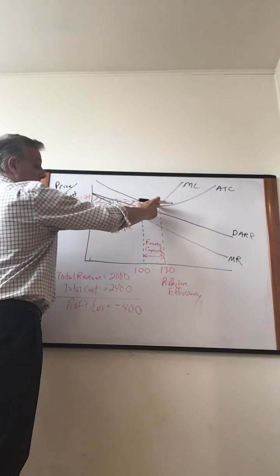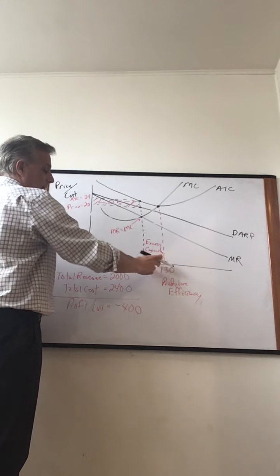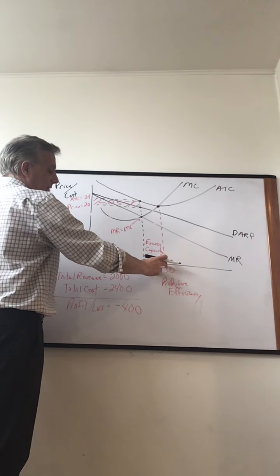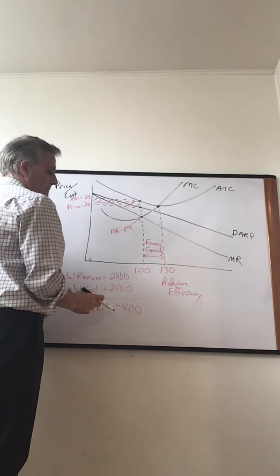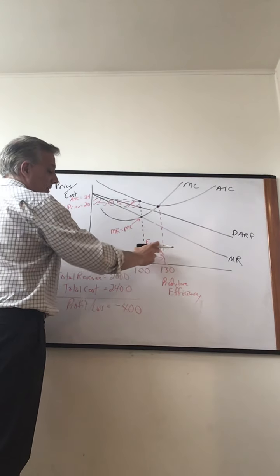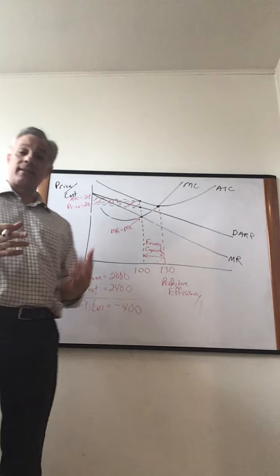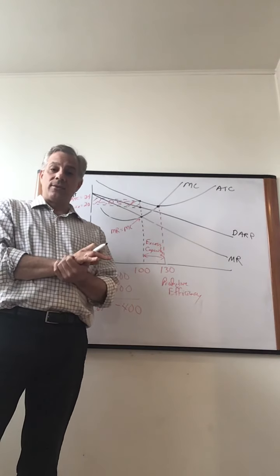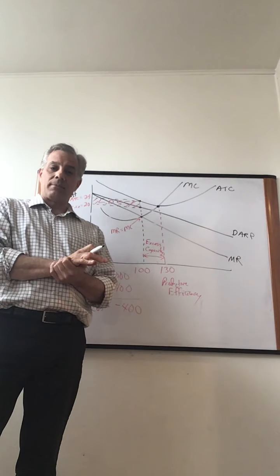Here I have the productively efficient quantity, 130. From max profit to productive efficiency is 100 to 130. That's our excess capacity. Excess capacity is unused capital equipment and plant space.